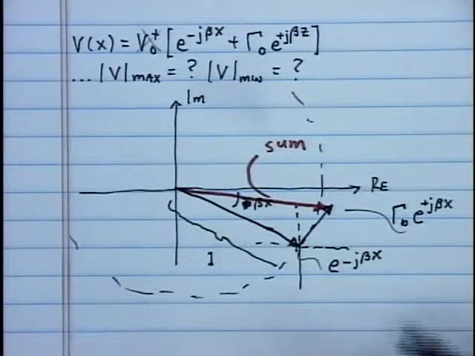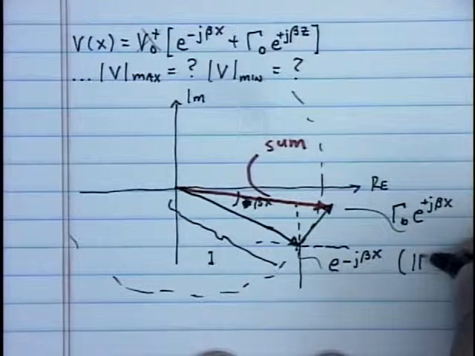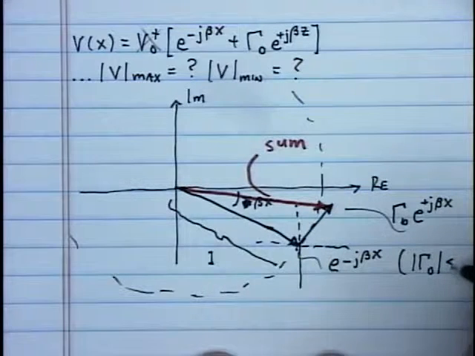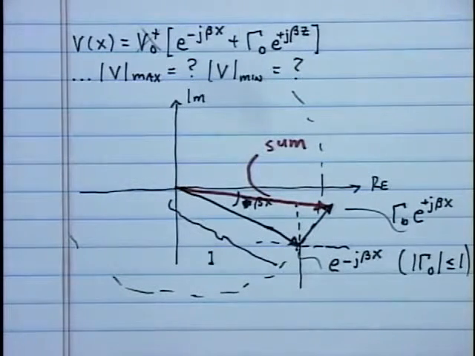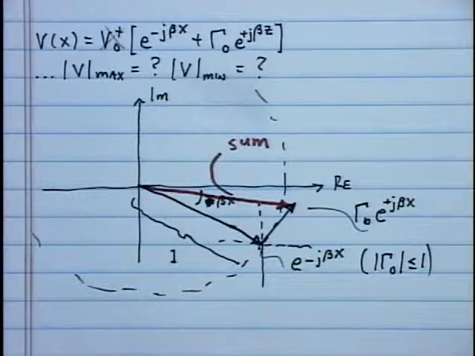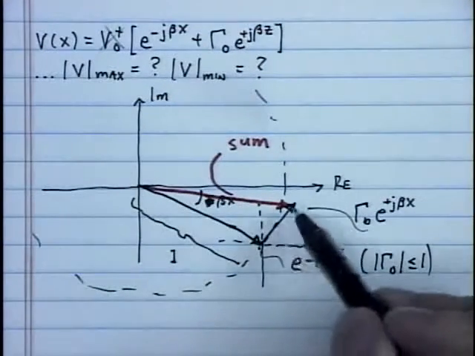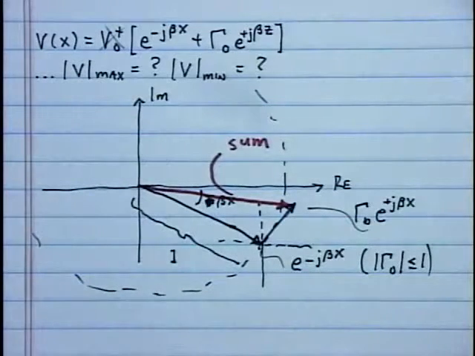Okay, now, first of all, I drew that second vector smaller than the first one. Why is that? Because you can show that the voltage reflection coefficient has a magnitude less than or equal to 1. You will show that on homework set number 2. That's one of the problems. And by the way, homework set 2, I posted it this morning, due a week from today. The voltage reflection coefficient always has a magnitude less than 1. So that's why I drew that vector as being smaller than the other one.